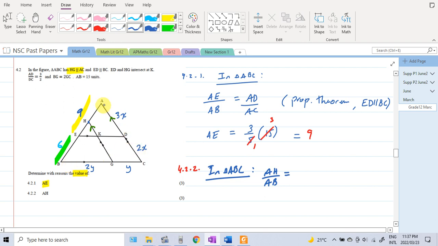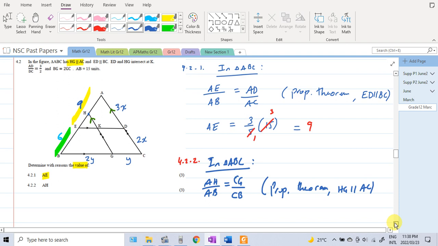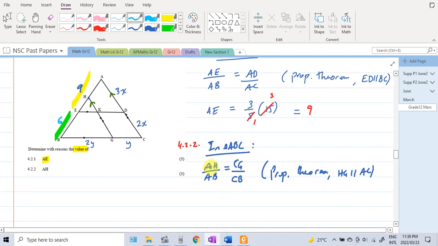CG over CB. That's because we have the proportionality theorem here as well, with HG being parallel to AC. Right, and if you solve this for AH, remember we're taking the AB across.